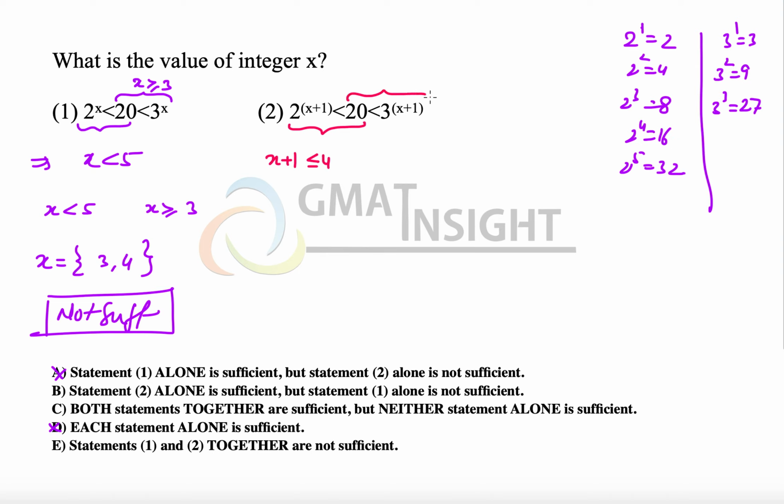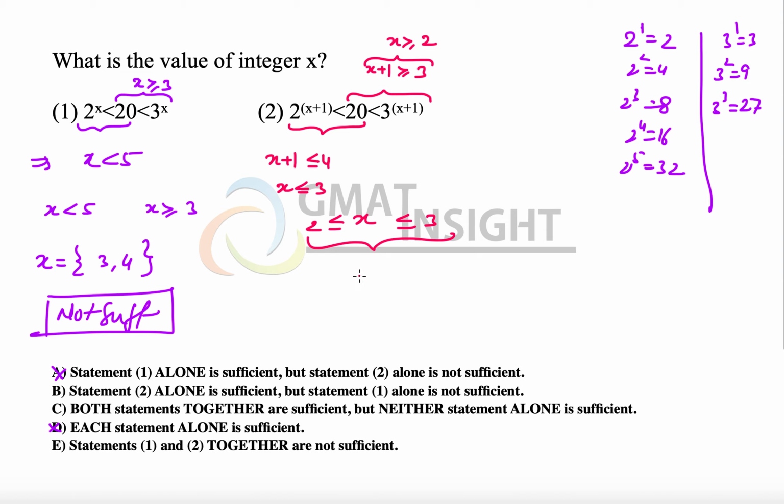And looking at these two parts, we understand that the value of x plus 1 must be greater than or equal to 3. Now, which means the first part says that x is less than or equal to 3 and the second part says that x is greater than or equal to 2. Let's combine the two things. We are saying that x is greater than or equal to 2 and less than or equal to 3.